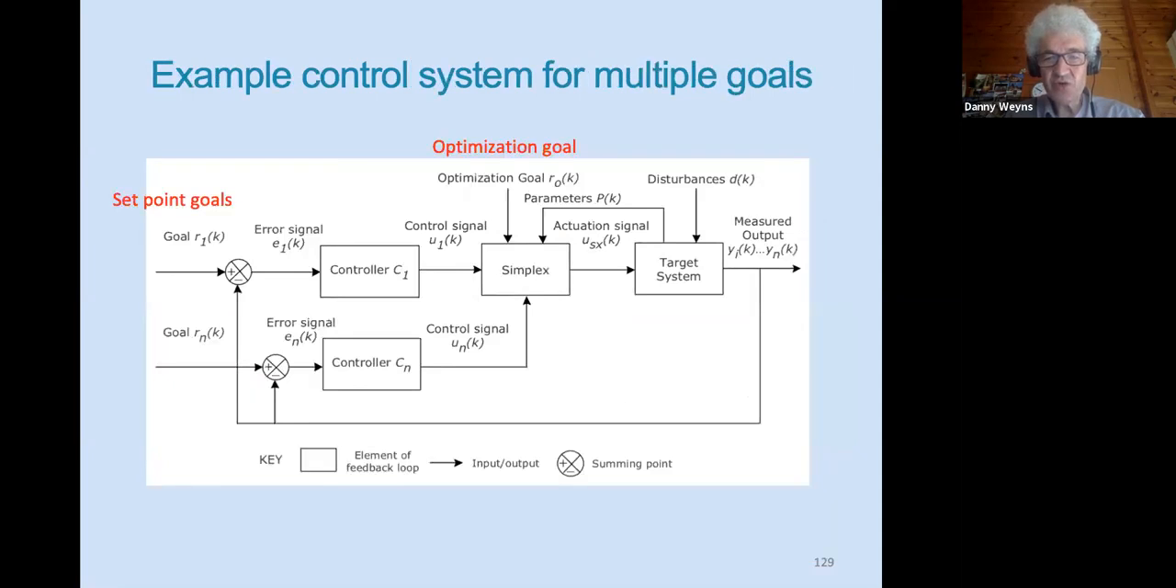Here you see a concrete realization. I will not go into details here because it would take me too long. But you see the input takes many set point goals. There is one optimization goal. Controllers take care of the set point goals. And a simplex optimization module will then use all the control signals and the optimization goal to identify the actuation signal that it needs to enact on the target system to realize all the goals.